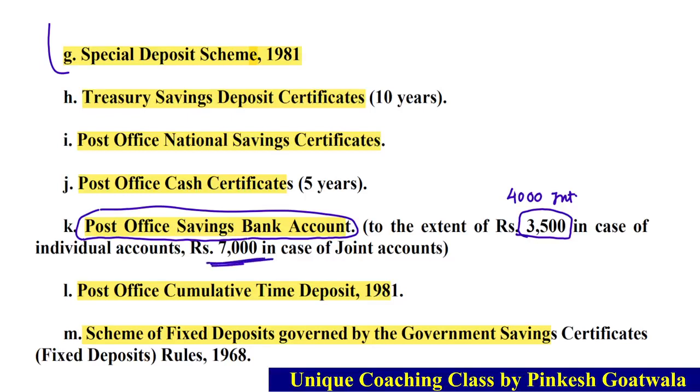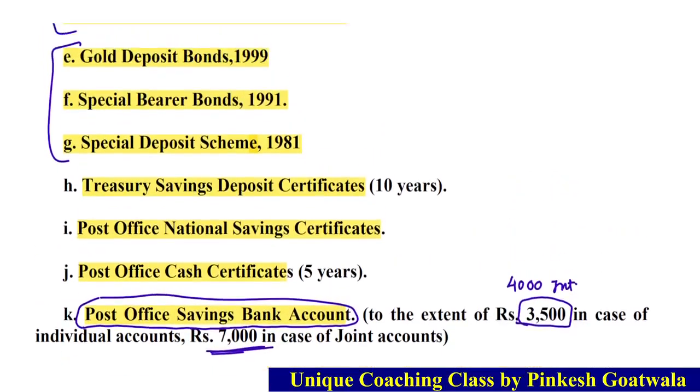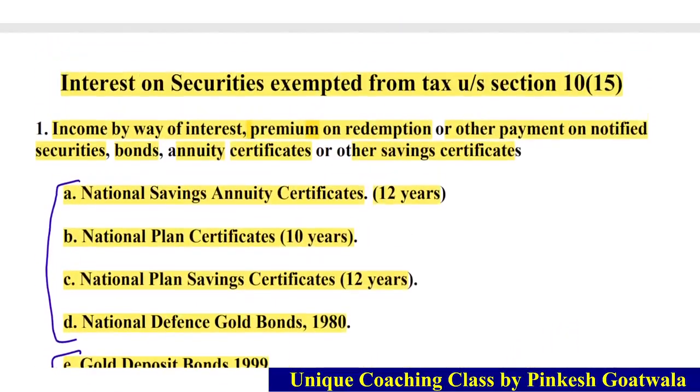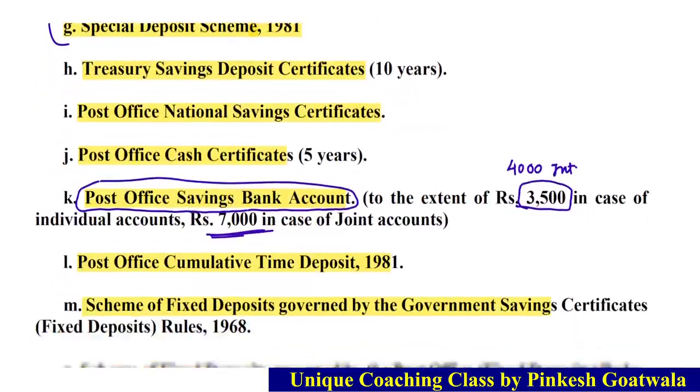Okay, so you have to remember this name, and also remember that even in the exam, as a theory question, it can be asked: interest on security that is exempted under section 10(15). Whichever securities are exempted and tax free, give that list, give those names. So it can be asked as theory, and it can be useful both as theory and in sums.